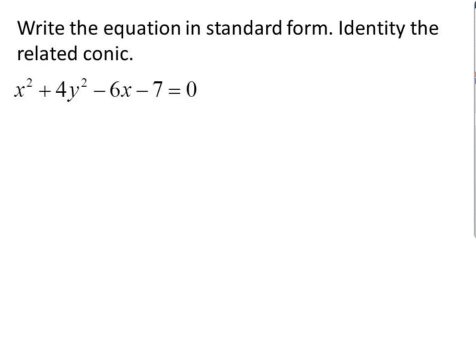Let's look at one more of these. Now we do have an x squared and a y squared, so it's either going to be a circle or an ellipse for this case. Because there is a 4 in front of that y squared, we do know it will be an ellipse. Again, we're going to group the x's and the y's and take the constant to the other side.